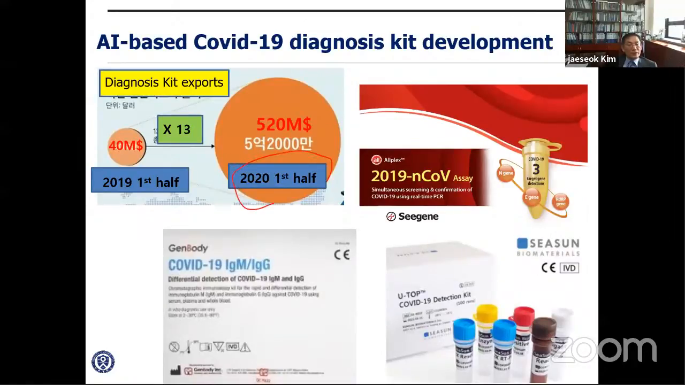During the first half of this year, diagnostic kit exports increased more than 13 times over the same period of last year. Now it has increased much more. But these are the diagnostic kit export samples, something like that.